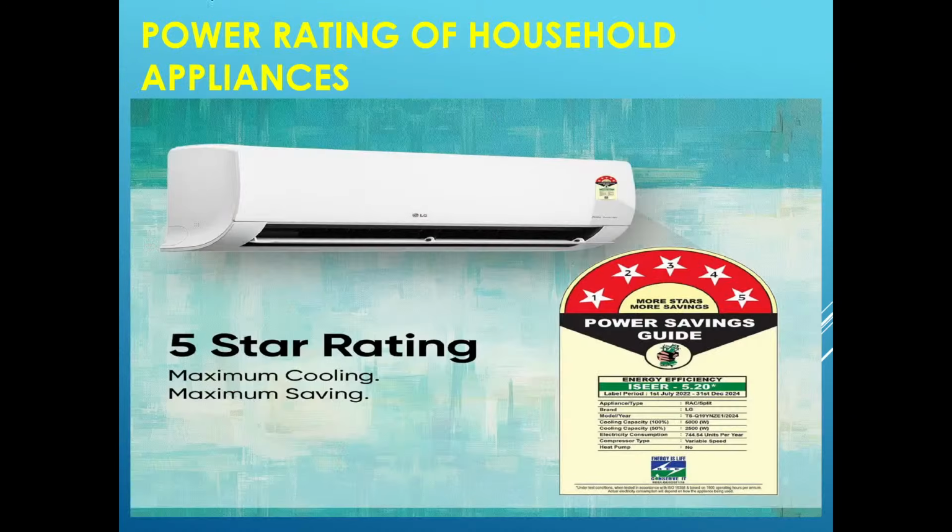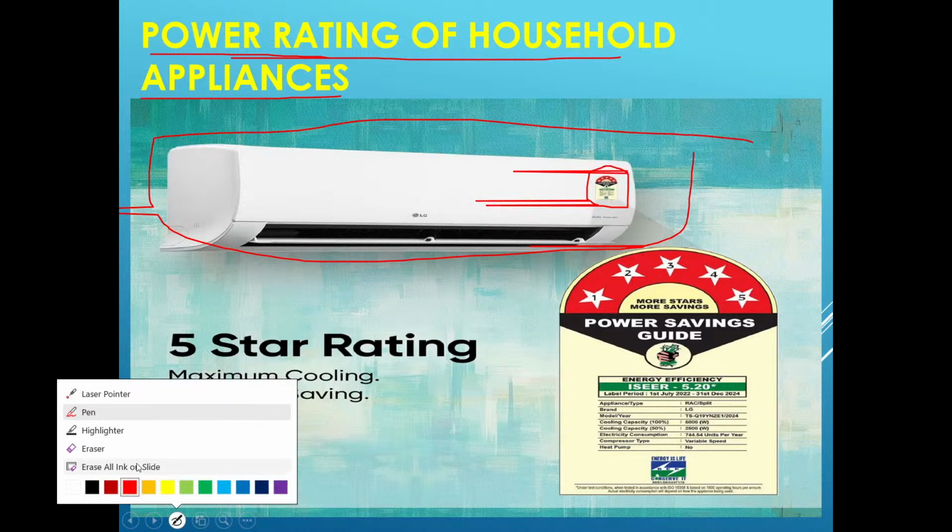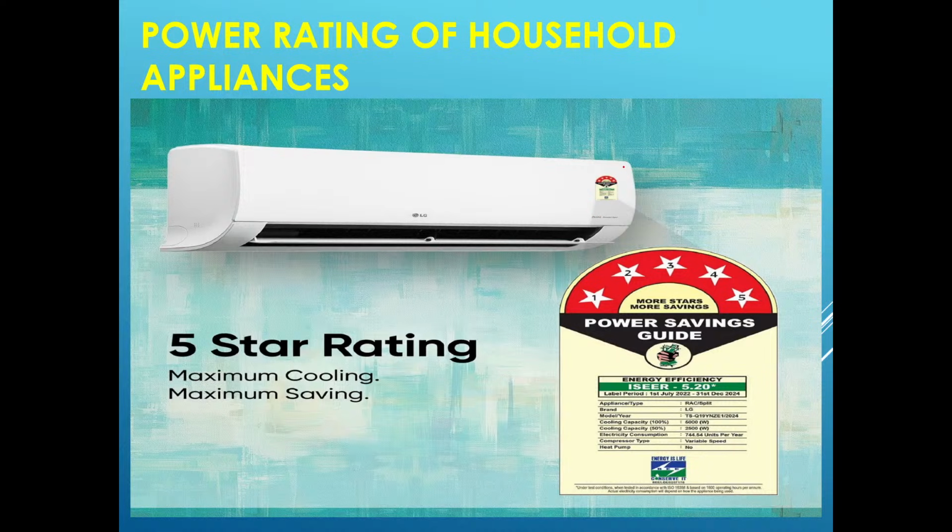Just for example, here I have mentioned the power rating of a household appliance. Here I am showing you an air conditioner. On the air conditioner, at the top right, there is a small red and yellow colored sticker. In your houses, you can observe that. Usually there will be a red and yellow sticker on the right side or left side of your air conditioner. This is the larger view of the sticker. On this sticker, if you carefully observe, you can see its rating.